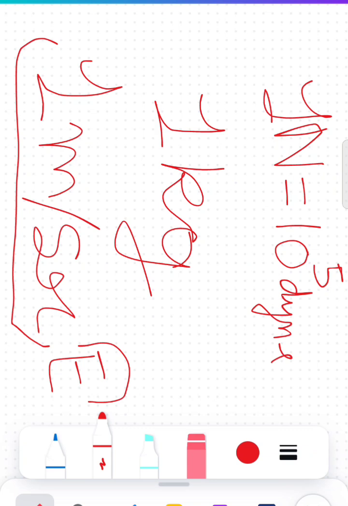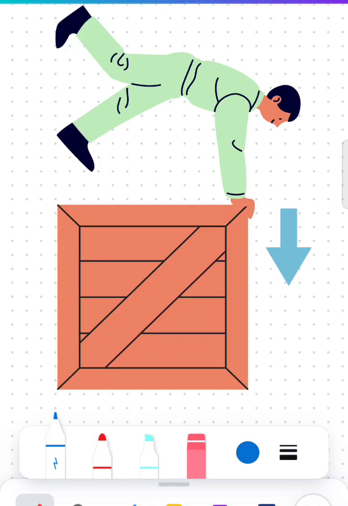Okay, now our next topic is translational motion, or linear motion, or rectilinear motion. As the name suggests, the motion is in a straight line path. For example, a man pushing a box. Here this man is pushing this box, so the box will move in a straight line path.